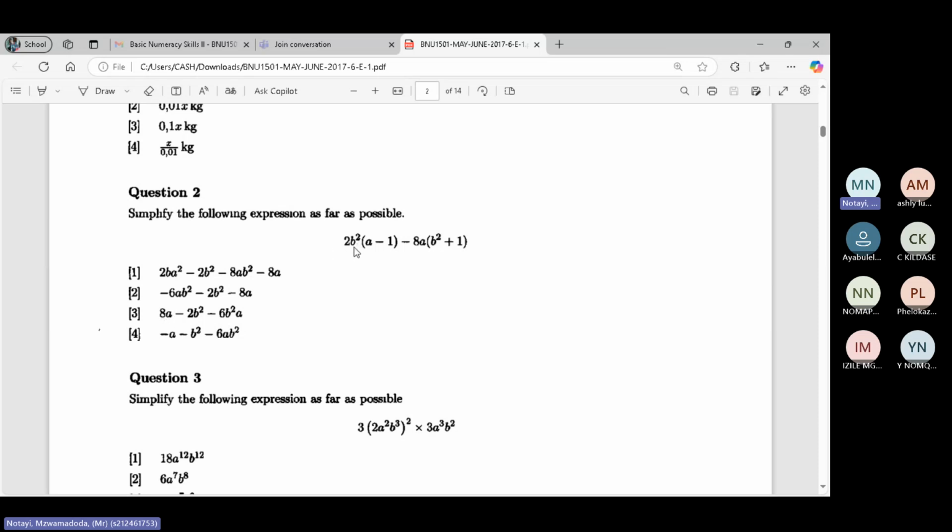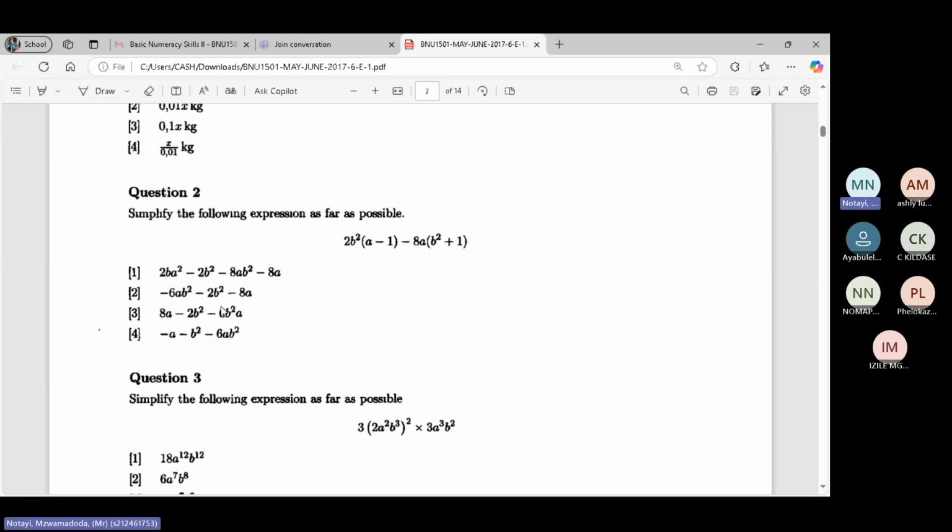So we have positive 2ab squared and negative 8ab squared. 2ab squared minus 8ab squared gives me negative 6. It's 8 and 2: 2 is positive and 8 is negative, so it's going to be 8 minus 2, which is 6. But the answer is negative because the 8 is negative. So it's going to be negative 6ab squared.